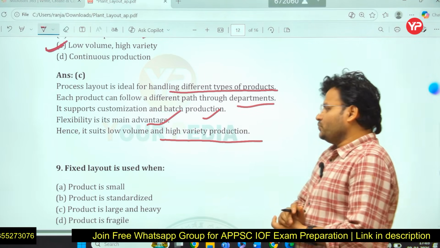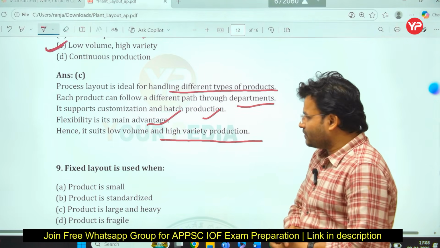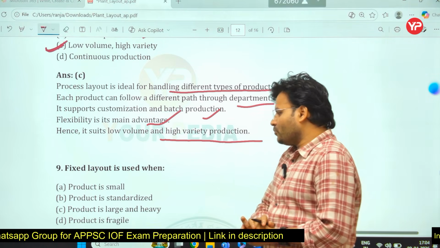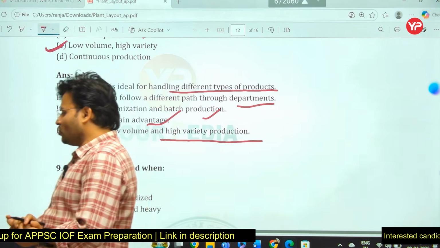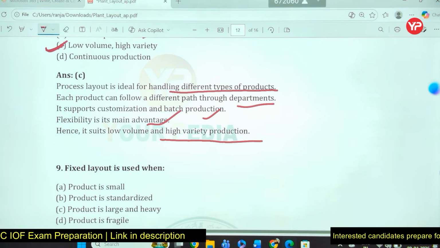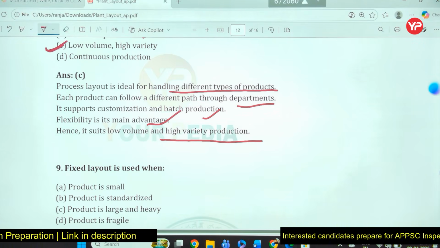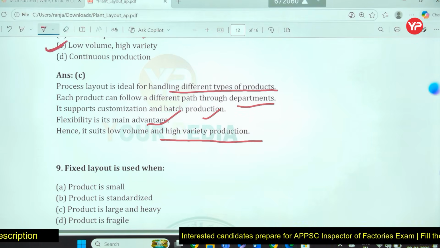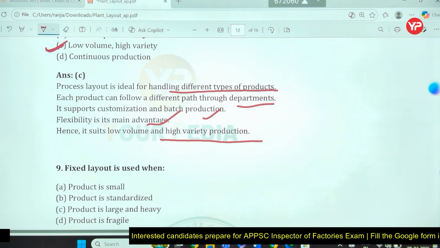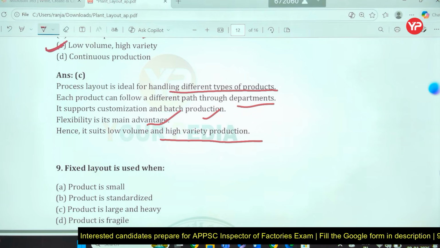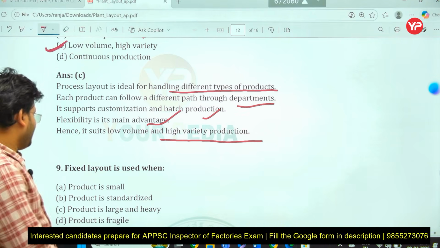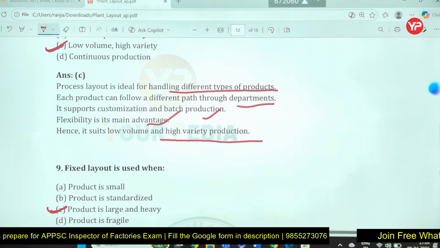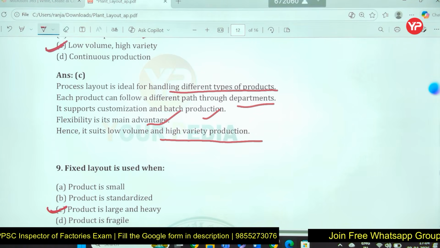Fixed layout is used when the product is small, standardized, large and heavy, or fragile. What will be the answer? When do you prefer the fixed layout? Anybody? Yes, product is large and heavy, right? Product is large and heavy, so that will be the correct answer.